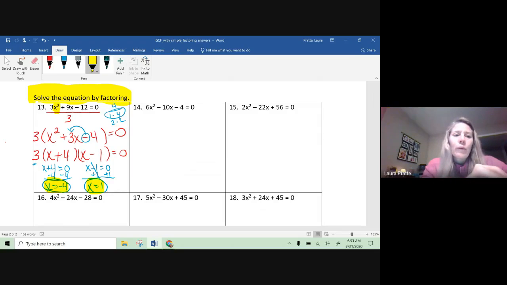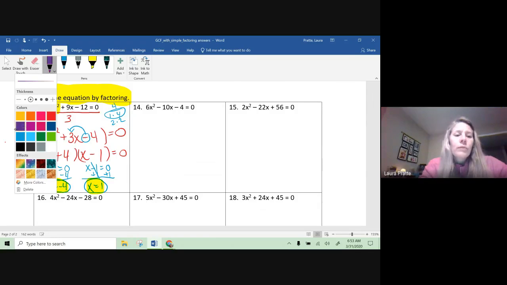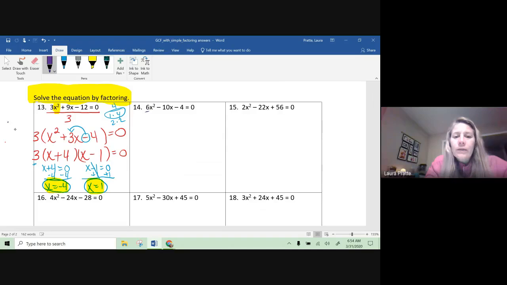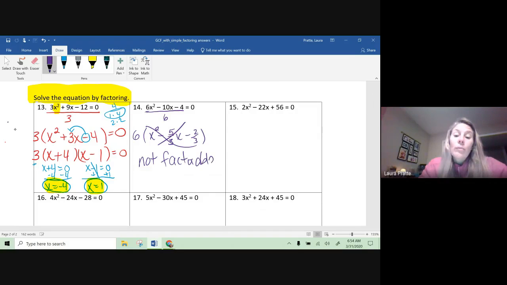So let's take a look at number 14. So if I'm doing number 14, this time I have a 6 in front. Now, if you go to divide by 6, right, you're going to get x squared, but then you're going to run into a little problem, right? Because 10 divided by 6 is 5/3, and 4 divided by 6 is 2/3. So you're not going to do it with fractions. We don't factor with fractions like that. So then you would just say that it's not factorable for now. Now, this particular problem might be factorable using another method, but we haven't learned that yet, so I'm just going to leave it like that for now.